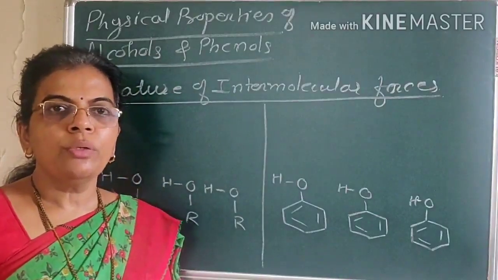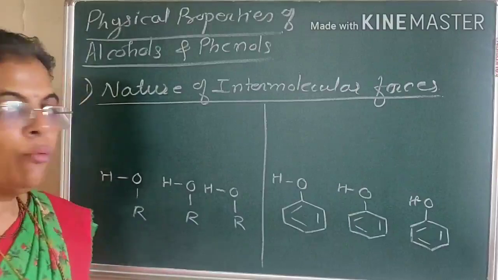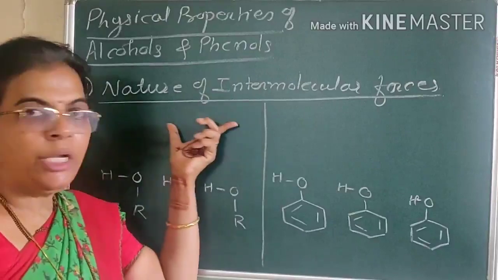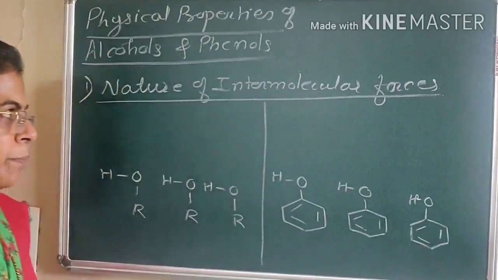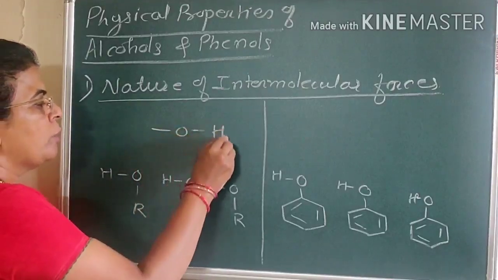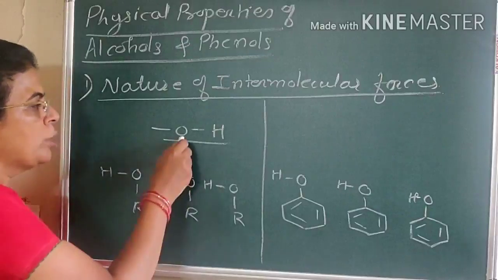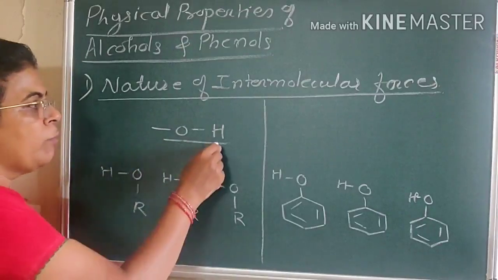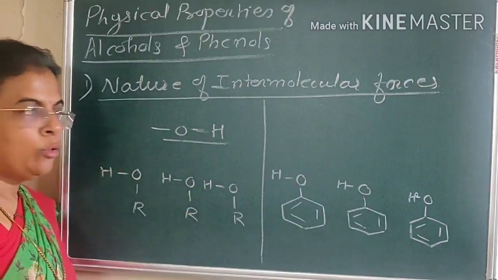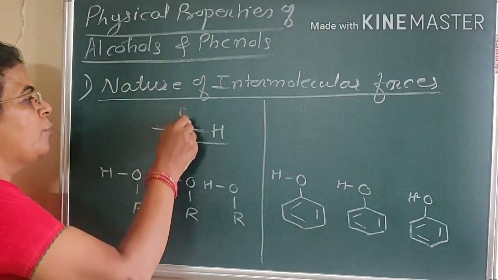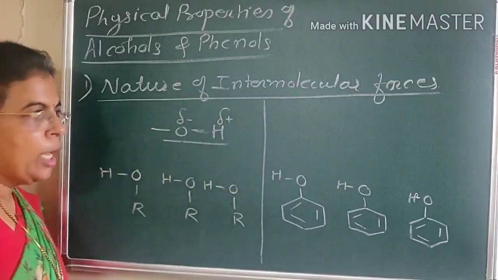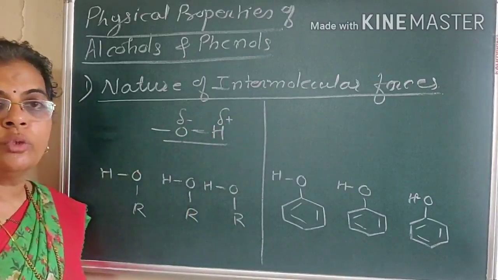Now next point we are going to see physical properties of alcohols and phenols, in which the first property is the nature of intermolecular forces. Here in alcohols and phenols there is presence of the OH group. This OH group is a polar group. The oxygen atom is more electronegative than the hydrogen atom. Therefore, it takes away electrons from hydrogen towards itself to form a partial negative charge, and the hydrogen atom becomes partially positively charged, and therefore polarization of this OH group takes place.